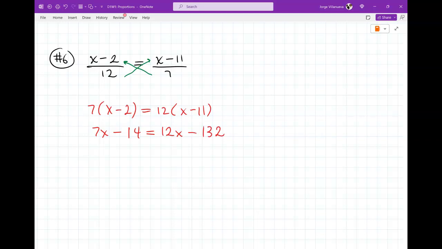Now combine your like terms. So we're going to combine our like terms and then just solve. I'm going to move the 7x to the right side since that's the smaller of the two, 7x and 12x. I'm going to move 7x this way by subtracting it. So I'm going to get negative 14 equal to 12 minus 7, that's 5x minus 132.